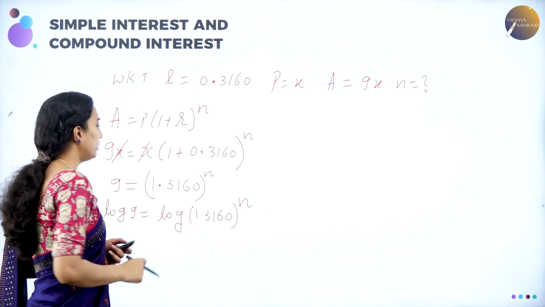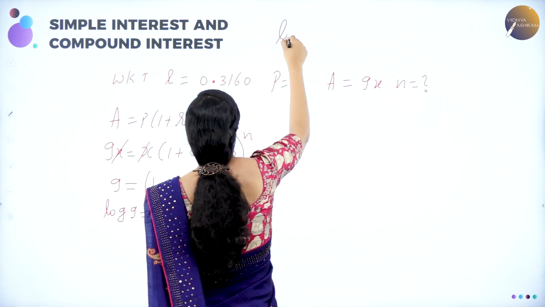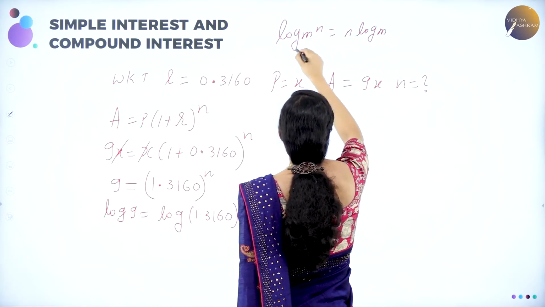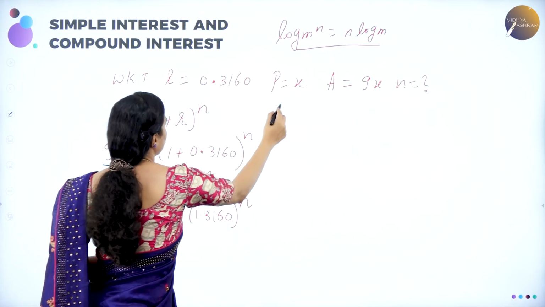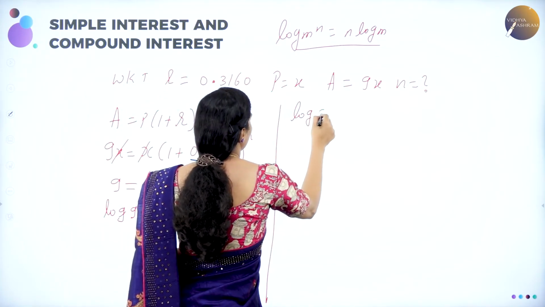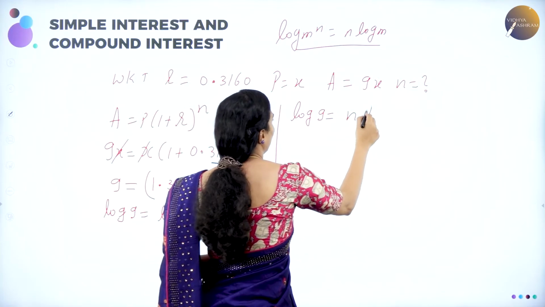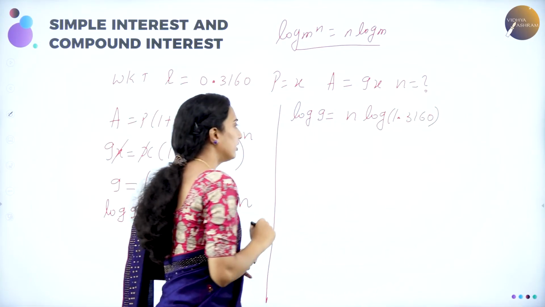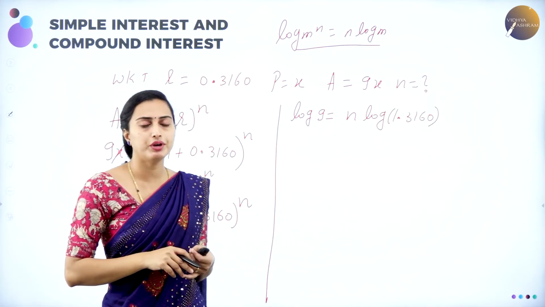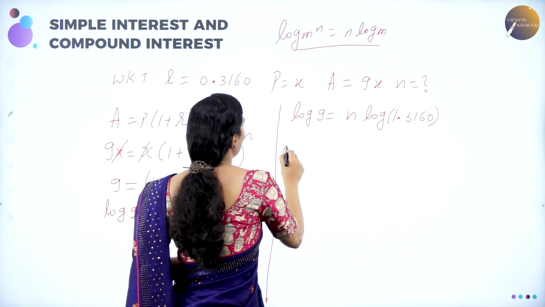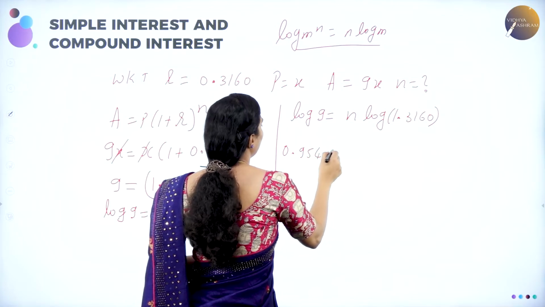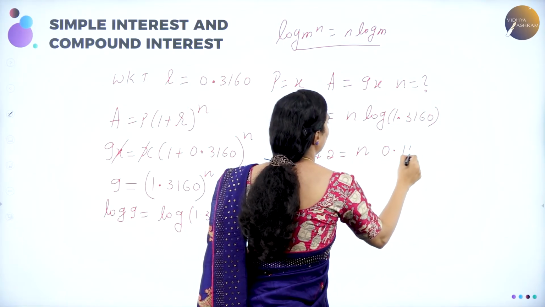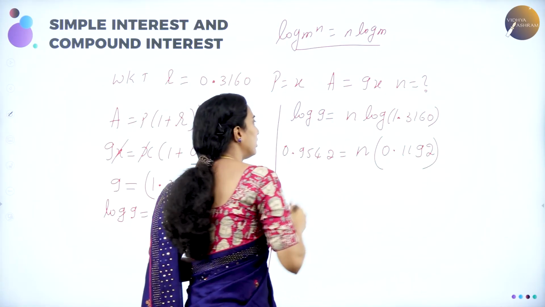Right? Now, by using the formula log m to the power n is equal to n log m, you can write this as log 9 is equal to n log 1.3160. Now you are going to find the log 9 value by using the logarithmic table. This is 0.9542, which will be equal to n into this log, which will be 0.1192.